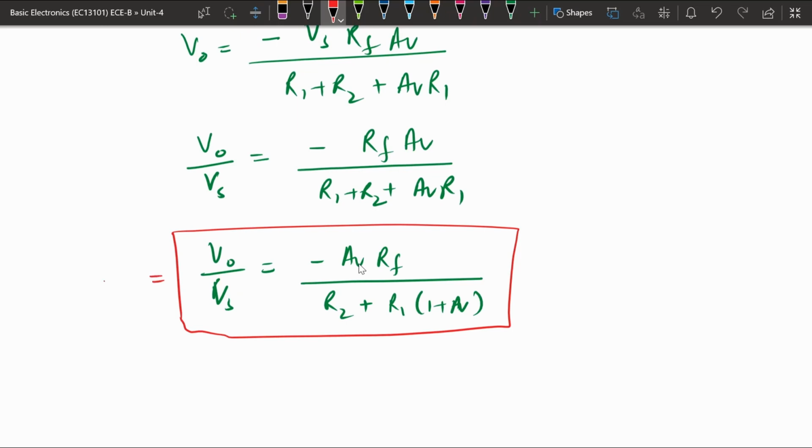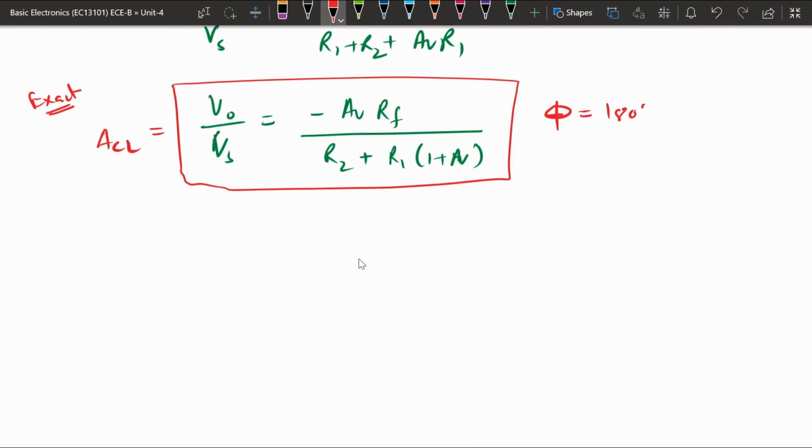So it will be your closed loop gain, and this closed loop gain is the exact one, meaning there is no assumption of virtual ground. So this will be the closed loop gain. From there we can see the output is negative. In the previous approximate analysis also the output was negative. Negative means the phase is 180 degrees, that is, whatever input we get, the output will be a 180 degree phase shift of the input.